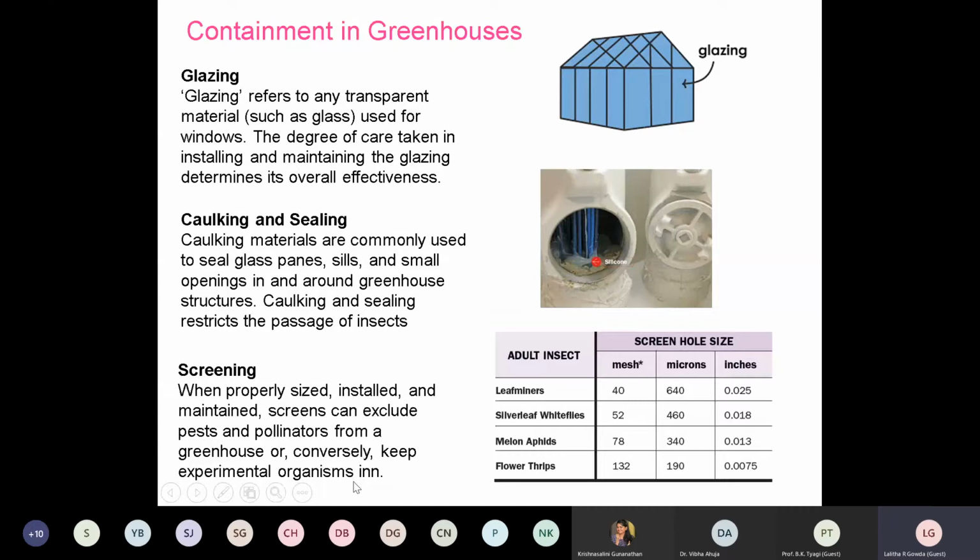So here on the right, I have given a table taken from the book, showing what type of mesh and what micron size must be used for different insects. For example, for melon aphids you need to use 340 micron, and for flower thrips we need to use 190 micron. These are well defined. So initially, as explained, you need to know exactly what you're working with, what insects come in the environment, and what predators can accidentally enter the containment facility, and, as a corollary, also cannot leave it.